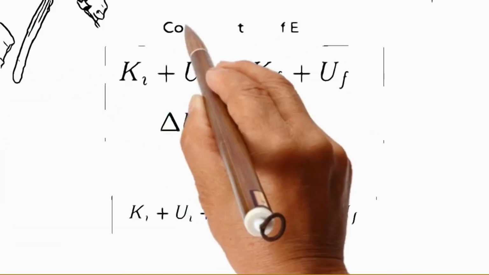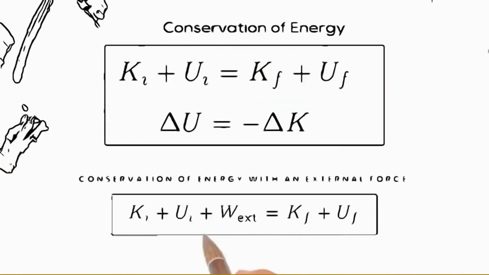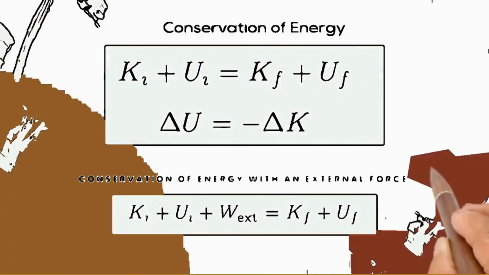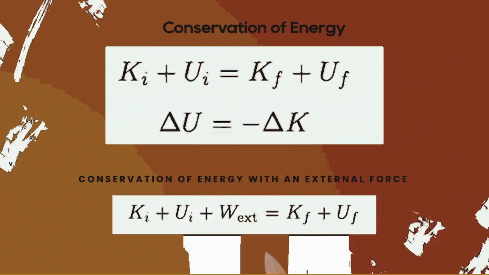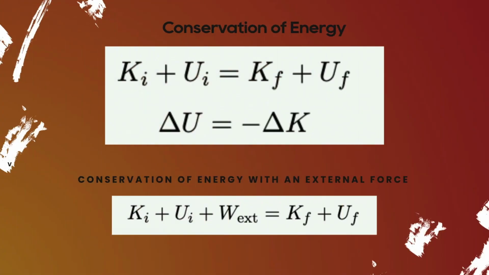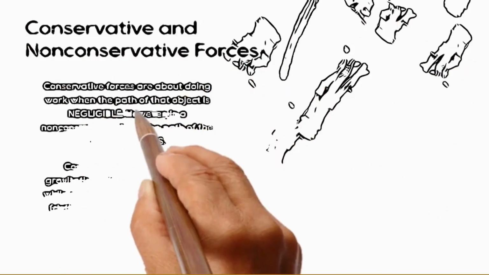And that brings us to the conservation of energy theorem. The conservation of energy theorem says that energy will be conserved when no external force does work on the system. So that means if that's the situation, then the initial kinetic energy plus initial potential energy equals the final kinetic energy plus final potential energy.